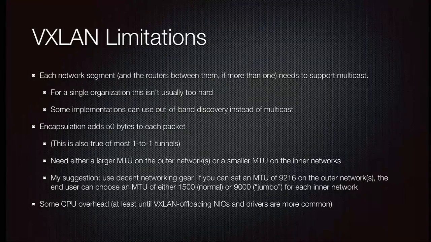There's some overhead, like with many tunneling protocols: 50 bytes. Typically, it comes out of your MTU. So you either have a larger MTU on your underlying network, or you need to have a smaller MTU on the inner network. I usually do, if I can, 9216 on the networking gear, and then it doesn't really matter what the MTU is on the inner. It can be the default 1500, it can be 9000, and there's still plenty of room for the extra headers in the tunnel.